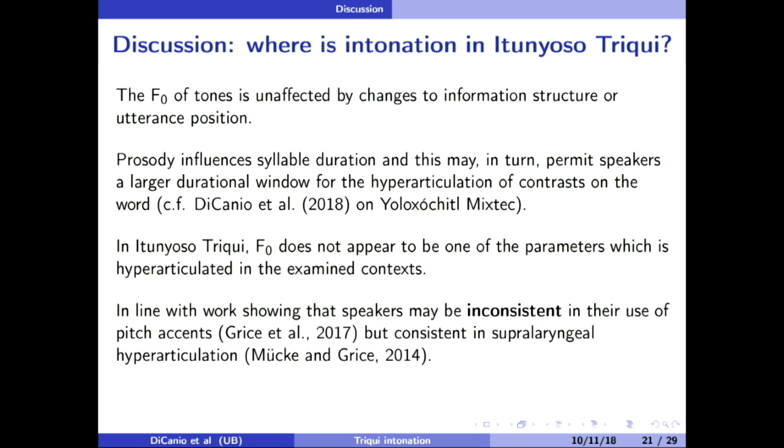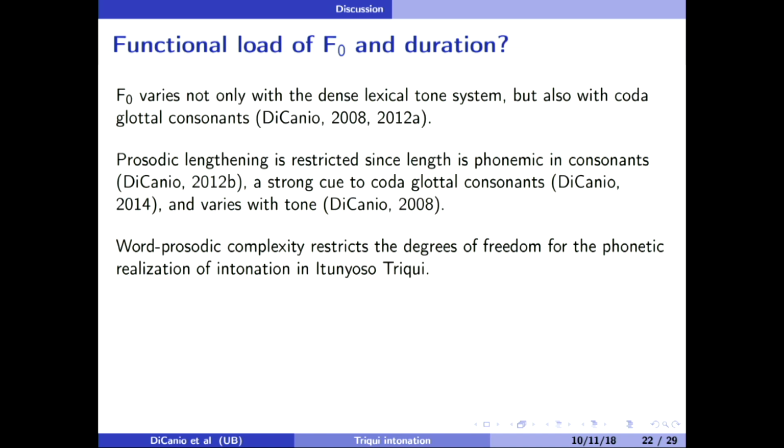The F0 of tones is unaffected by changes in information structure and utterance position. Prosody influences syllable duration, and my working hypothesis here is that this permits speakers a larger durational window for the hyperarticulation of contrasts on the word. In Itunyoso Triqui, however, F0 does not seem to be one of the parameters that is hyperarticulated. It doesn't seem like speakers are really manipulating this. It has to be held constant. And I think that this is in line with work showing that speakers might be inconsistent with their use of pitch accents, but maybe consistent in degree of supralaryngeal hyperarticulation.